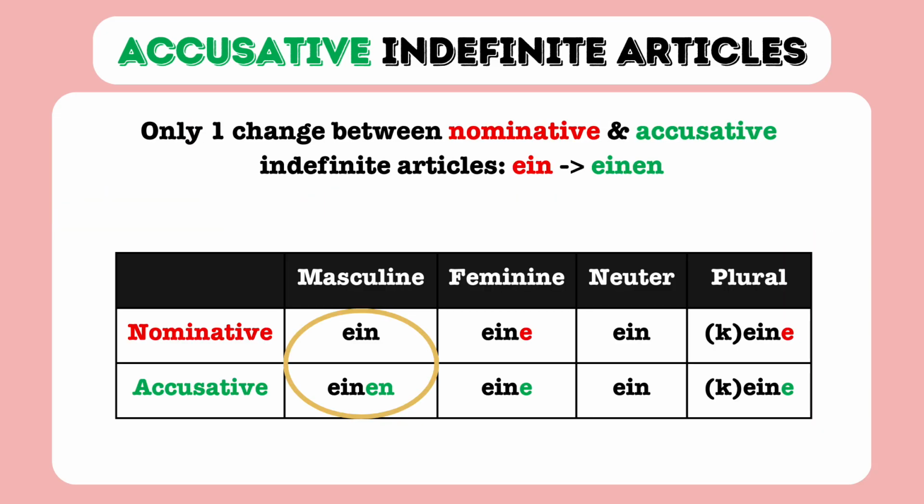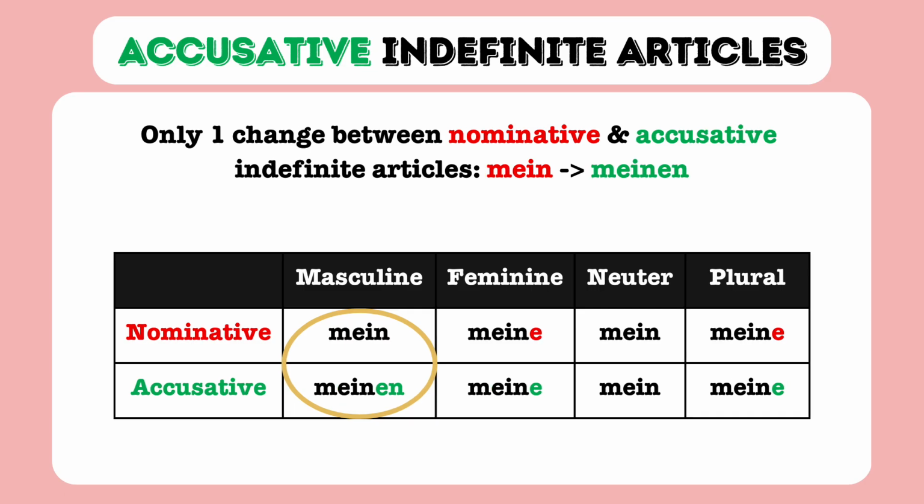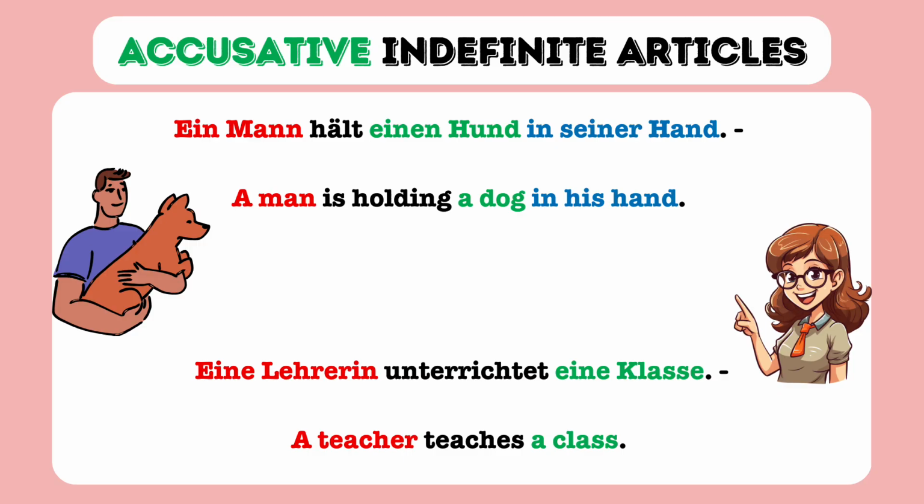For the indefinite articles, or the words for a, there is also only one change, the masculine form. Ein now becomes einen. For those of you who are keeping score at home, that means that only the masculine forms for the nominative and accusative cases change. That goes for both der words and ein words. The same thing is true with the additional ein words, which include the possessive mein. Mein is now meinen for the accusative form. Here are a few examples of how those would look.